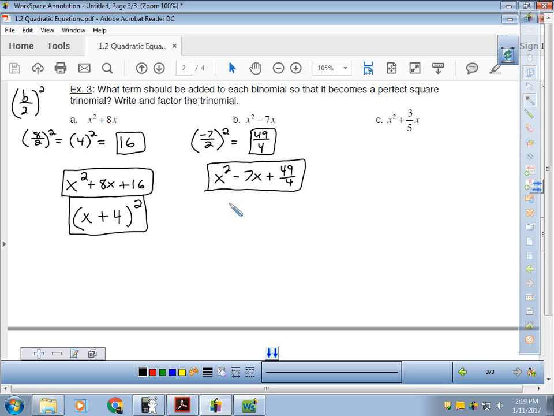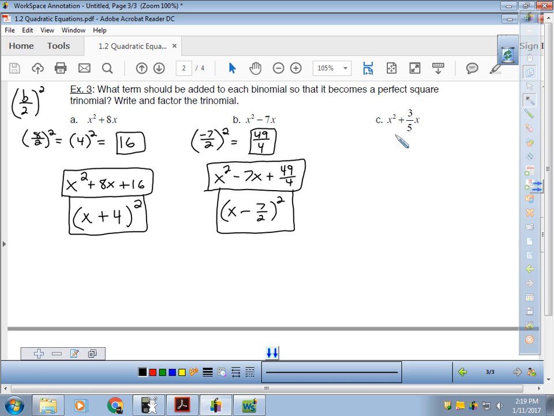And then when we factor it, we're going to have an x, parentheses, squared. What goes next to this x is what was in the parentheses, so it was a negative 7 over 2. And so that's what it would look like factored.